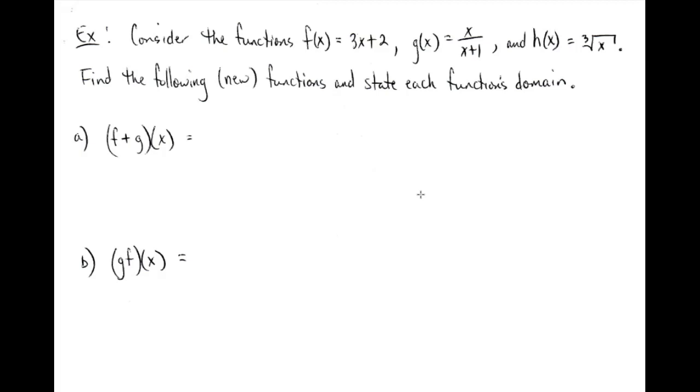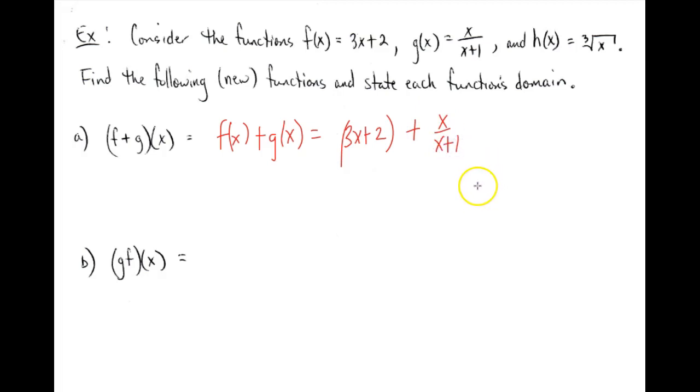So we have a function f of x, which is 3x plus 2, g of x, which is x divided by x plus 1, and h of x, which is the cube root of x. We want to form the sum, the product, the difference, and the quotient of at least two of those functions. Okay, so let's get started with the first example. With our first function, f plus g of x, we know that just means f of x plus g of x, and we know that f of x is 3x plus 2, and g of x is x over x plus 1.